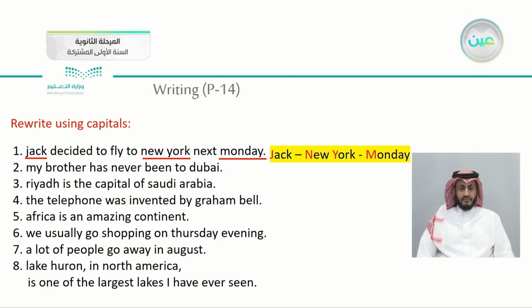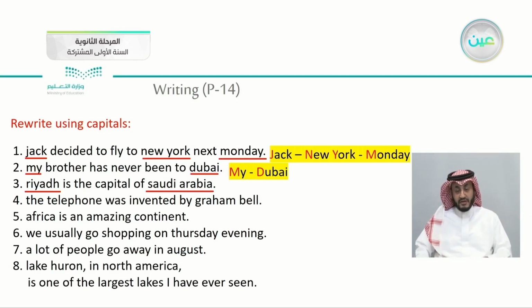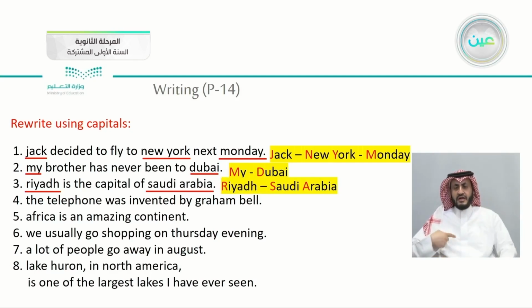My brother has never been to Dubai. Which words are supposed to be in capital? So, my, because it comes at the beginning of the sentence, and Dubai, because it's a name of a city. My and Dubai. Riyadh is the capital of Saudi Arabia. Which ones are supposed to be in capital? Riyadh, Saudi Arabia. So capital R, capital S and A.